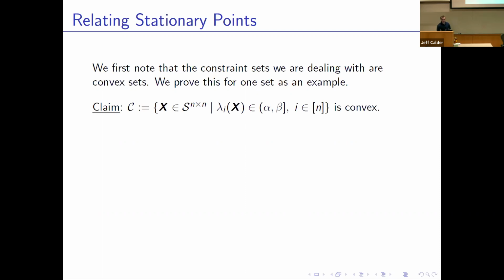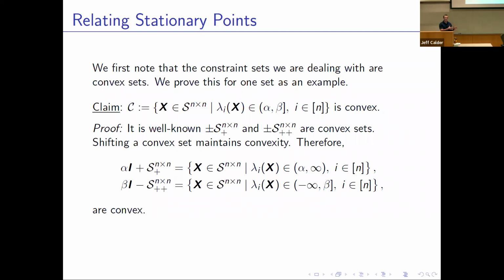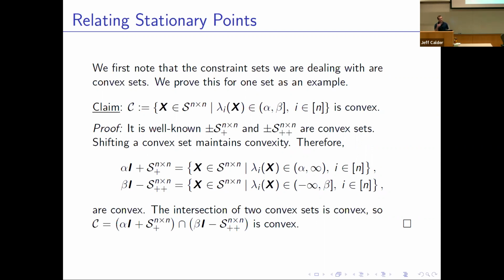It's not too hard to see that these eigenvalue constrained sets are convex. You can show it in a few lines, and they all come from some classical results. It's well known that the set of positive semi-definite matrices is a convex set. If I take plus or minus the entries, it's still a convex set. If I shift a convex set, it's still a convex set, so I can shift both of these sets up, say by alpha I. Then I can take their intersection, because the intersection of convex sets is convex. You can do this for all of the interval constraints we're dealing with, and we can see that C is a convex set.